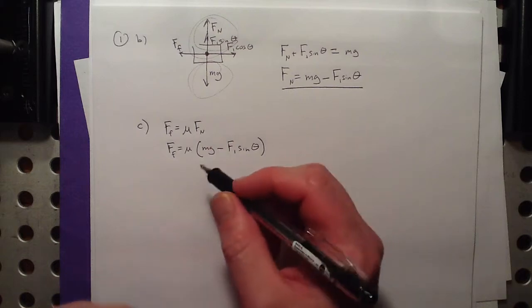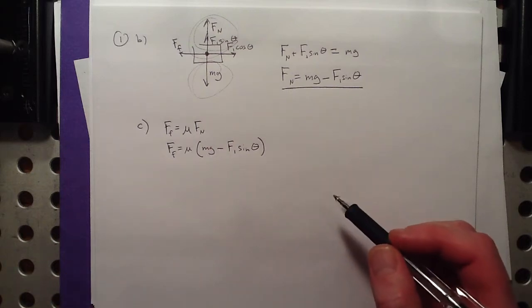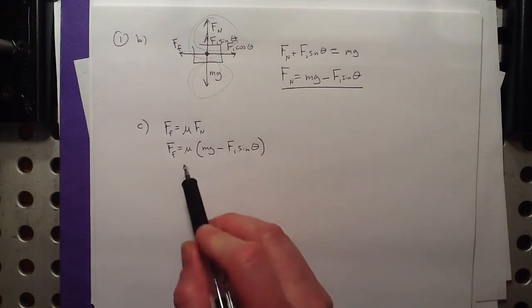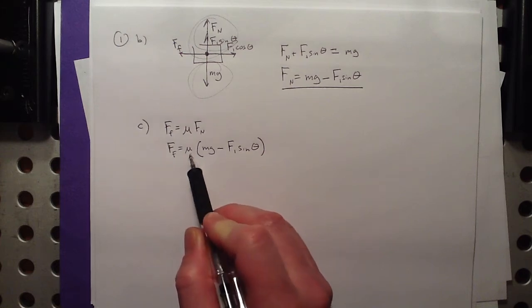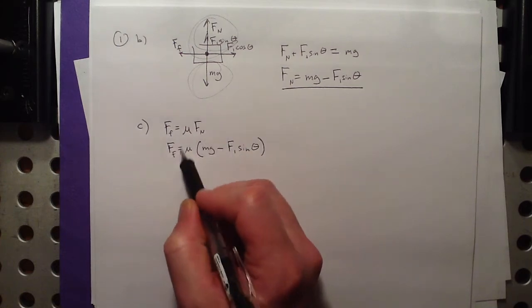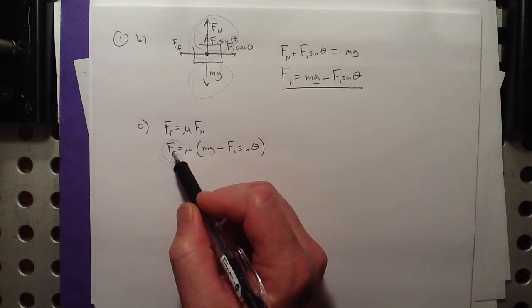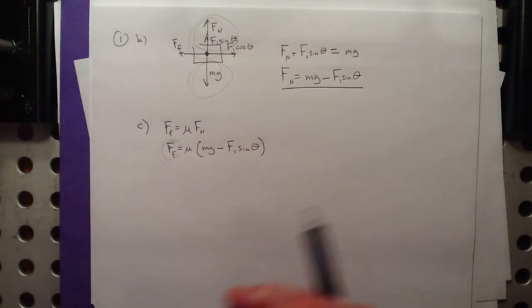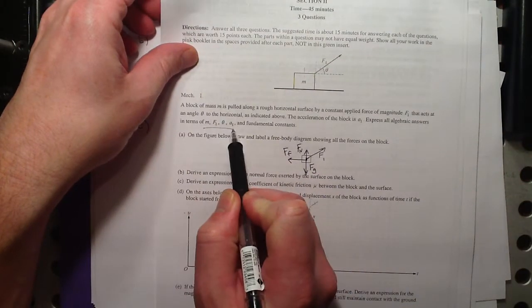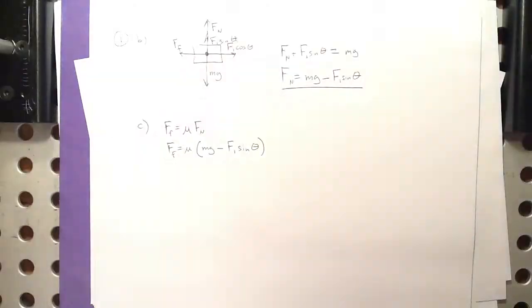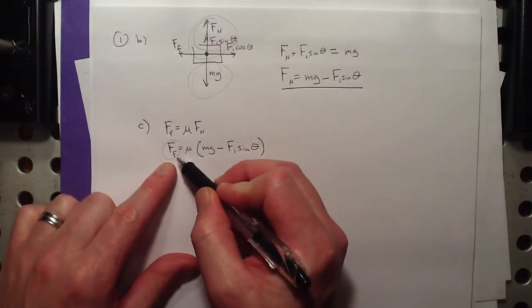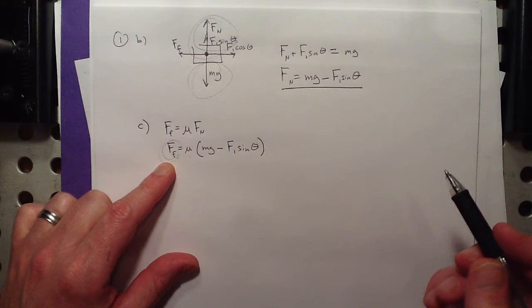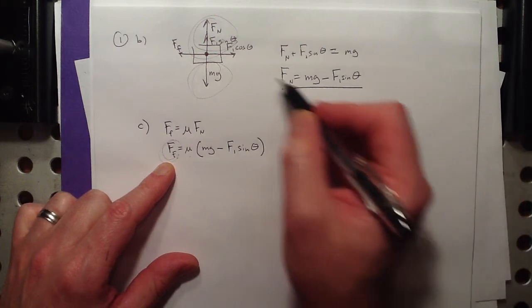And they would like an expression for this. And also, this is not one of the variables that we're allowed to use. Remember, they're listed here. These are the things we're supposed to use. So we have to replace this with an expression for that.